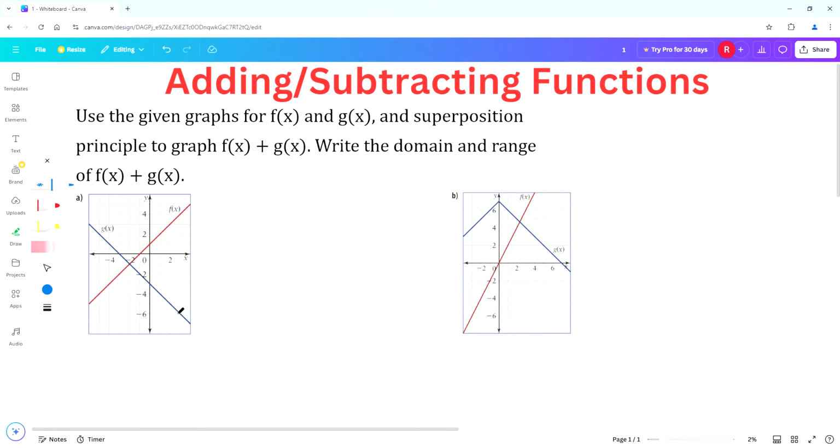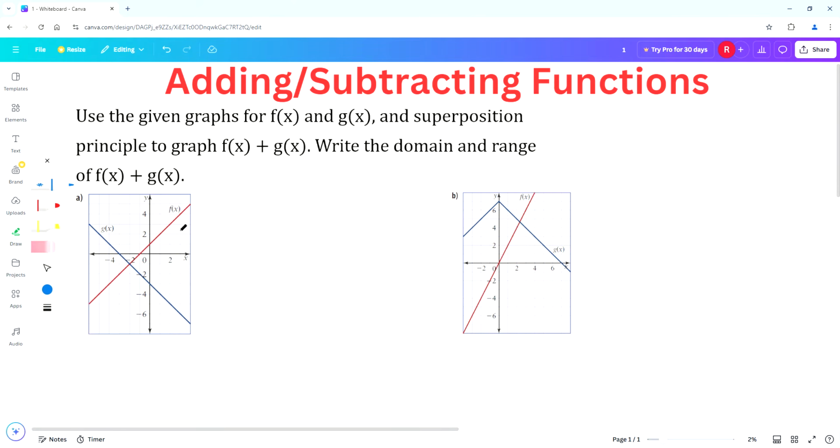We are given these two graphs. Let's start with part A. In part A, the red line represents the function f(x), the blue line represents function g(x). As per the superposition principle, the sum of two functions can be found by adding the y-coordinates of all points for the two functions at each point along the x-axis.